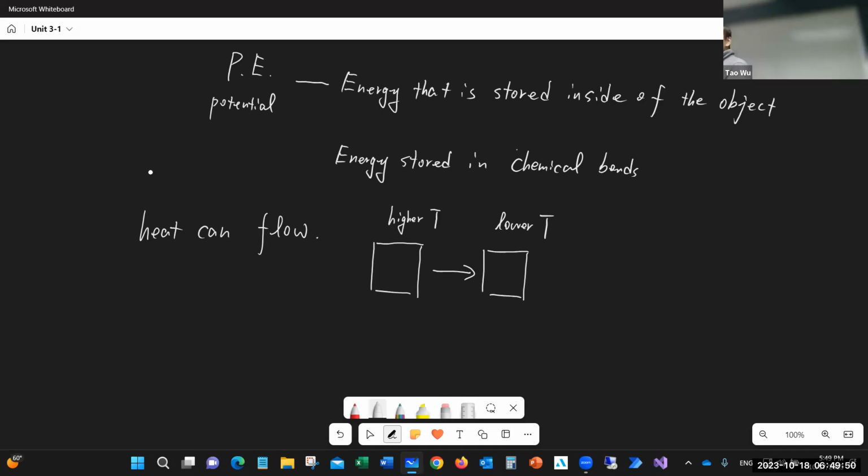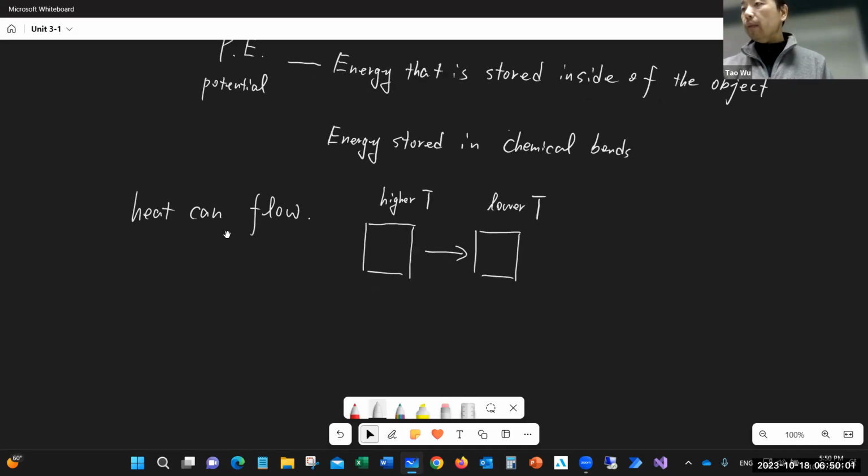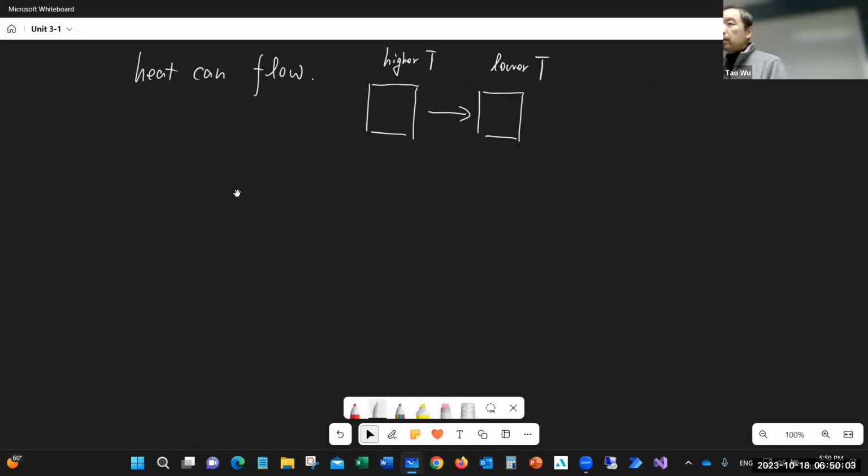So recognize that heat is transferred from high temperature to low temperature. The heat will transfer. The next part, we're going to talk about another concept in chemistry. It's called endothermic or exothermic.